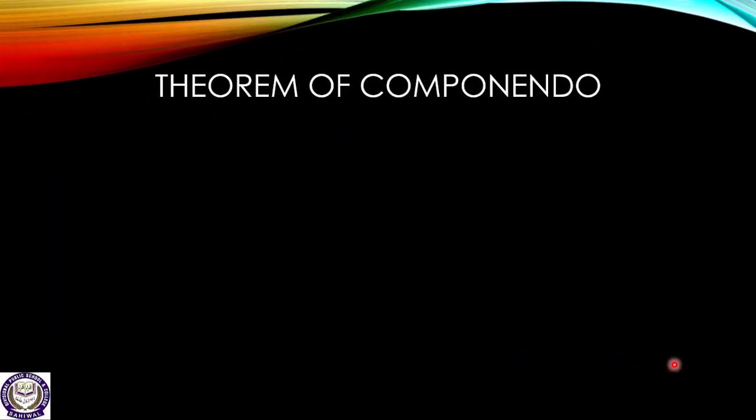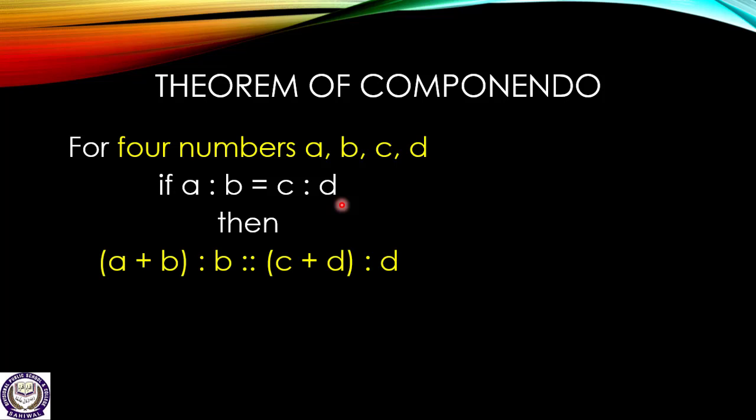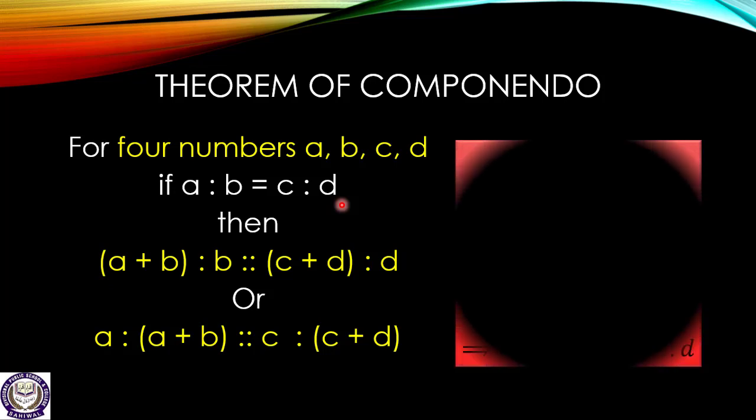Now we have the theorem of componendo. Again we consider the four numbers A, B, C and D. If these numbers are in proportion, that is, if A ratio B is equal to C ratio D, then A plus B ratio B is in proportion to C plus D ratio D, or we can write it as A ratio A plus B is in proportion to C ratio C plus D.